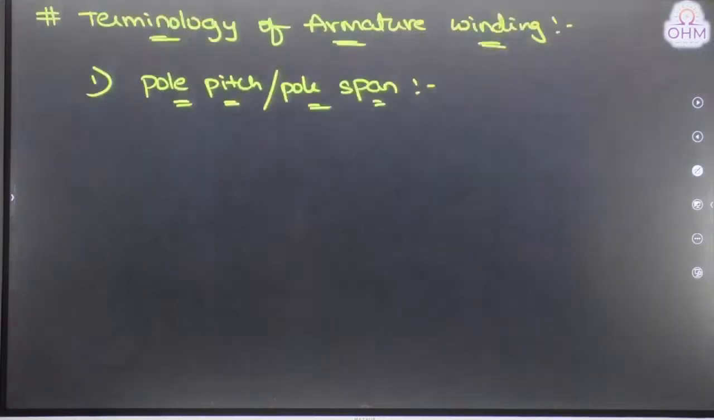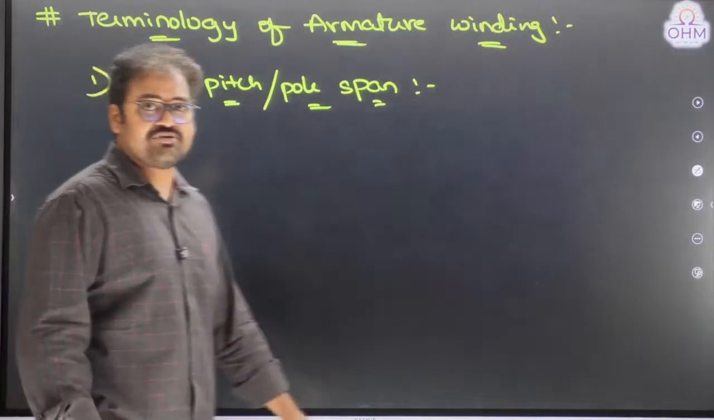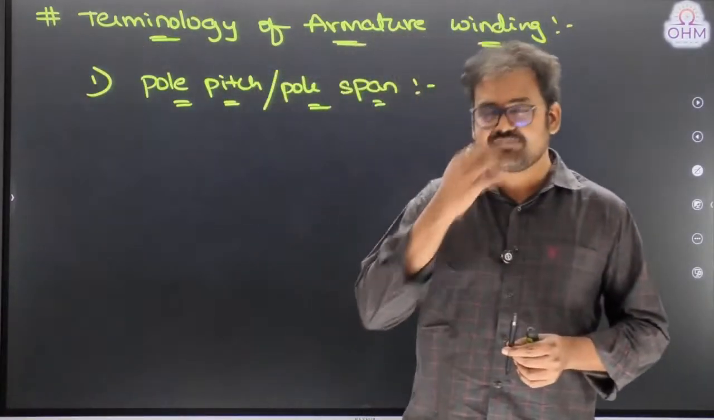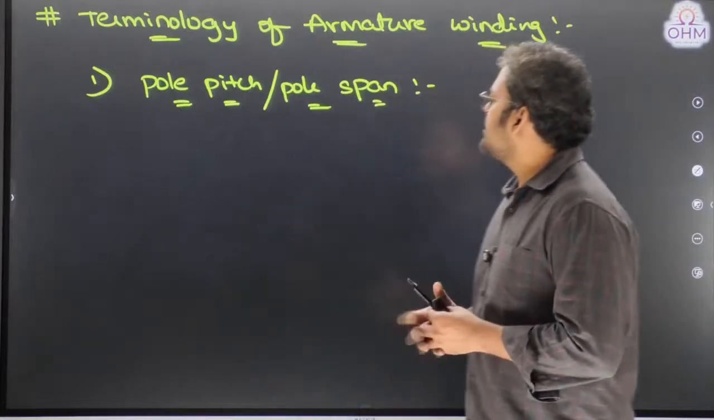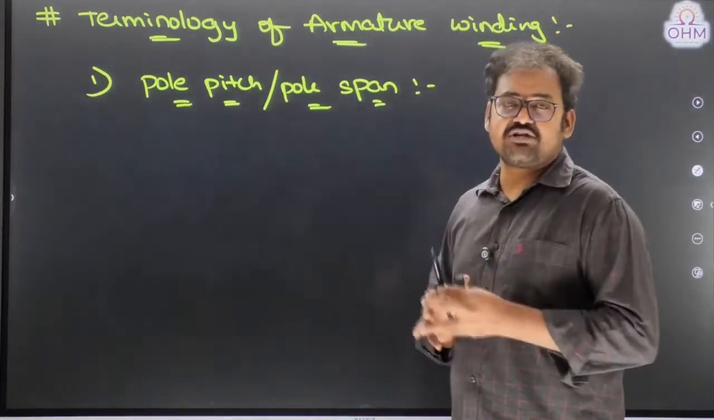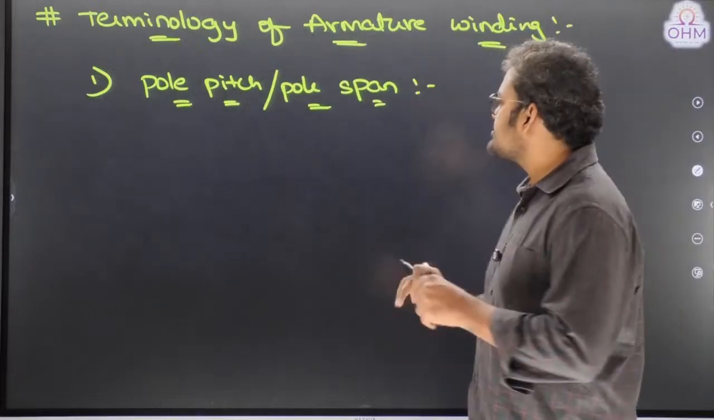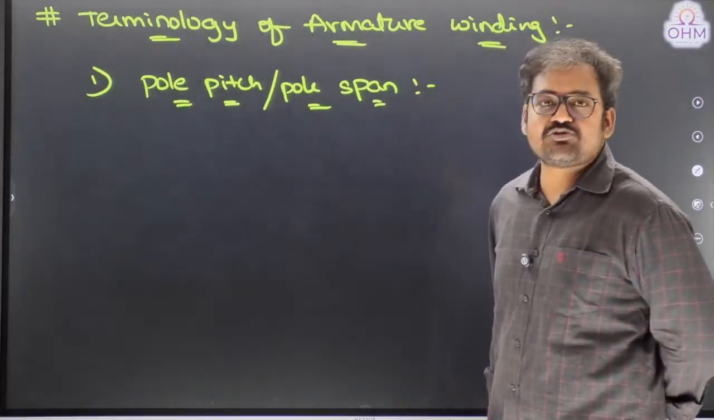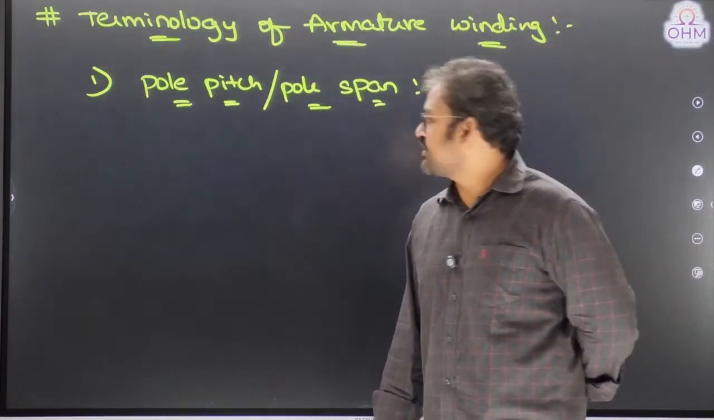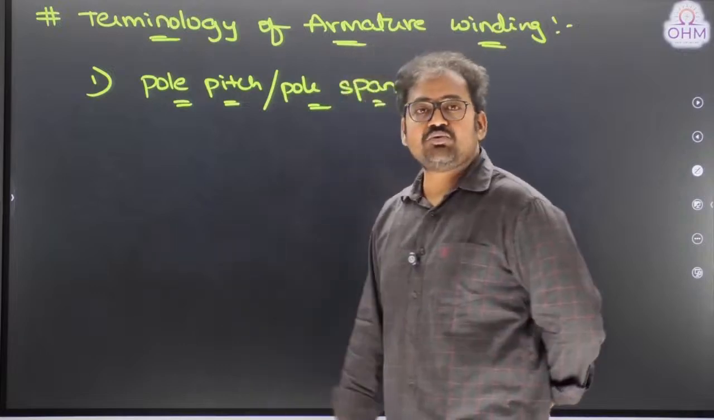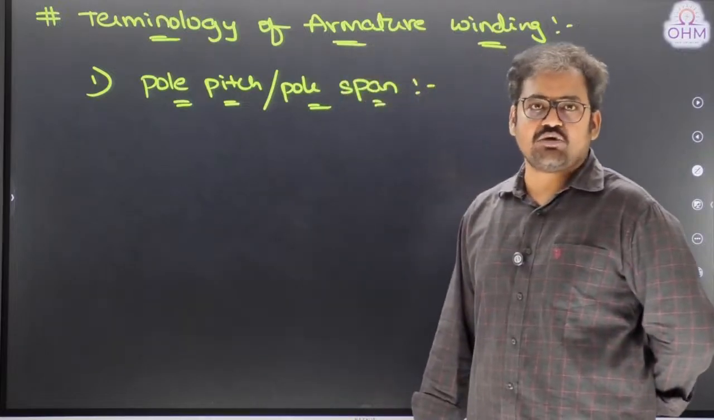Now let's move to the next important observation, that is about terminology of armature winding. Before moving to the EMF equation of a synchronous generator, first we need to understand the different terms that we will use in case of distributed armature winding. The first one is pole pitch. We can also call it pole span. It is the electrical angle between two adjacent north and south poles.